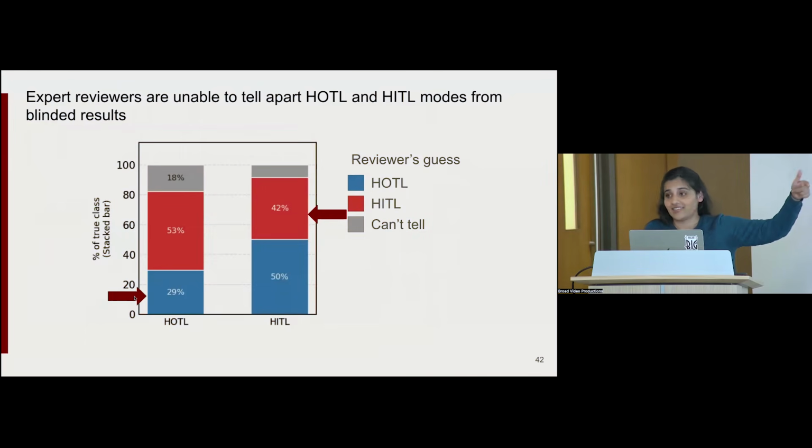The arrows here indicate the accuracy specifically. So for the actual human on the loop task, the reviewers were able to guess human on the loop only 29% of the times. 53% of the times, they thought that it's actually human in the loop. And similarly, we see the same thing happen for the human in the loop part, in which the reviewers are not able to guess which is which, and hopefully not able to be influenced by how much AI was autonomously doing the things and how much human was involved.